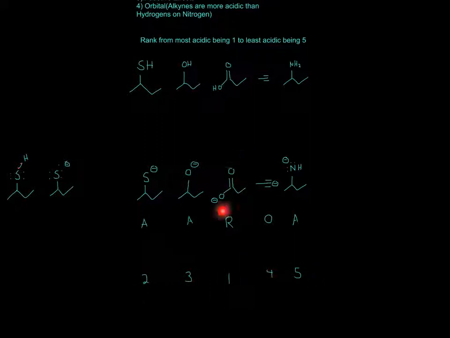1, because resonance beats everything. 2, because as you go down a group, it's more stable. Then 3, just because oxygen is to the right, and instability increases as you go to the right of a period. And then for these two, this is the exception where alkynes are more acidic than a nitrogen, so that'll be 4, and then finally this will be 5.